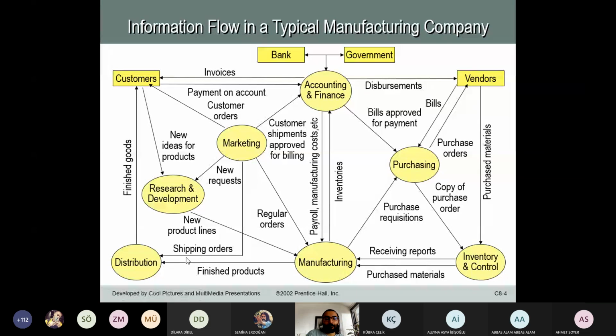Or let's say your distribution, the finished goods need to go to the customers. If you don't know your customers' addresses, or if you mix them up, you cannot distribute them effectively. You just ship the shipment to the wrong place if you don't have an accurate system that can exchange the information. We can increase the examples, but the main idea here is that all of these arrows in that picturized version of the company show us information flows, which are very important.